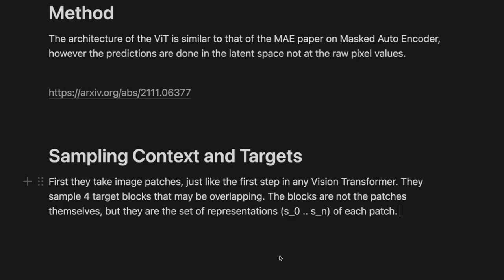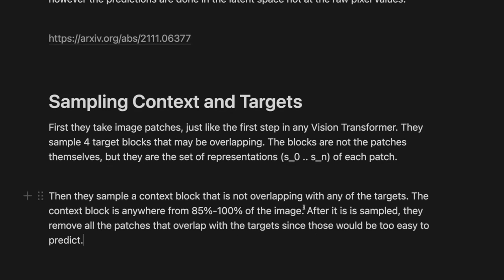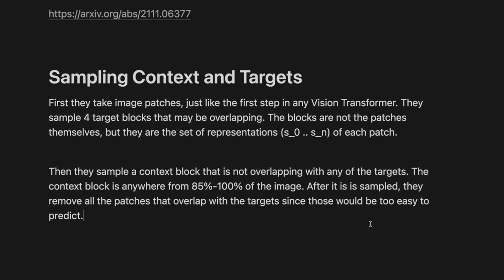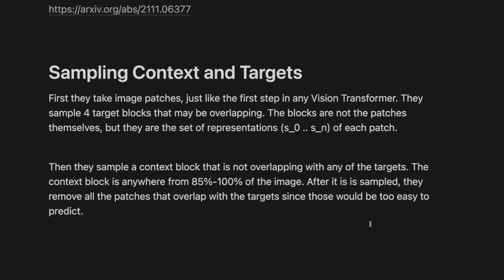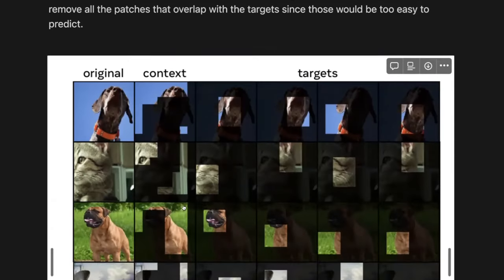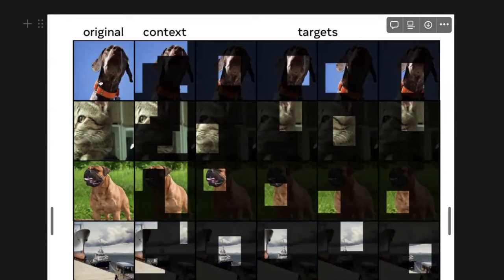And then the context block, they sample, and it's anywhere from 85% to 100% of the image. But then after it's sampled, they remove all the patches that overlap from the targets. Otherwise, it would be a little too easy to predict. So looking at what that looks like, this might be the original image. They might sample a context that is this full block here, which is like 85% of the image. And then they sample their four targets.